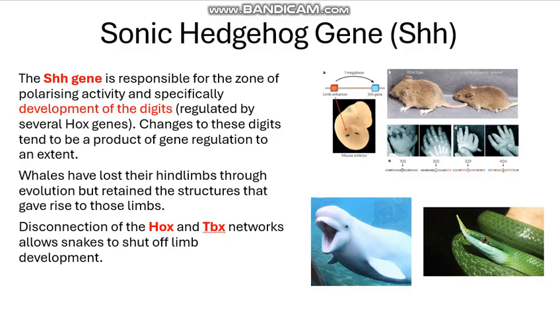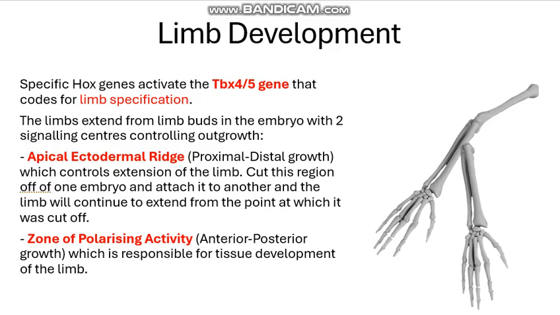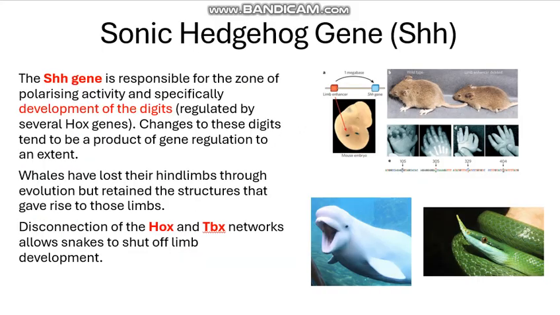Changes to these digits tend to be a product of gene regulation to an extent. Whales have lost their hind limbs through evolution, but retain the structures that give rise to those limbs, which I'm sure you've seen if you've ever seen a whale skeleton. They retain some structures of the pelvis, although they've fully lost their limbs. They've lost their hind limbs because they've shut off the Hox genes responsible for limb development, so you're not getting the apical ectodermal ridge lengthening the limb to produce back legs, because they have a tail instead, because obviously they're swimming.